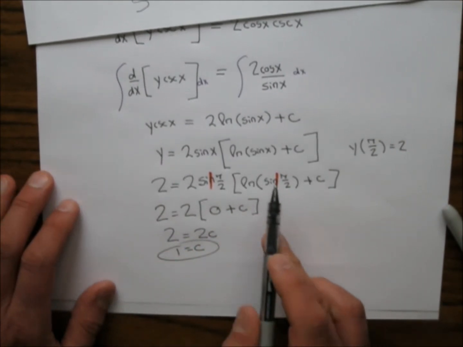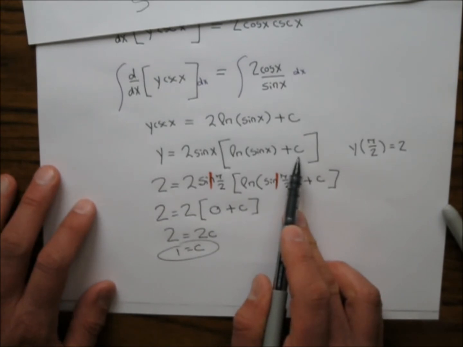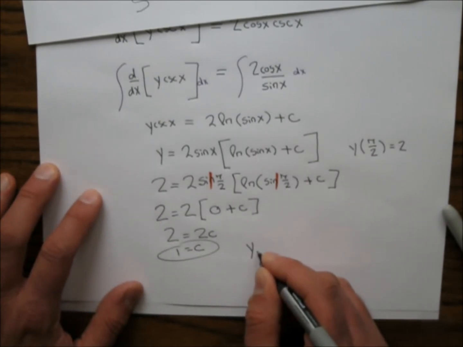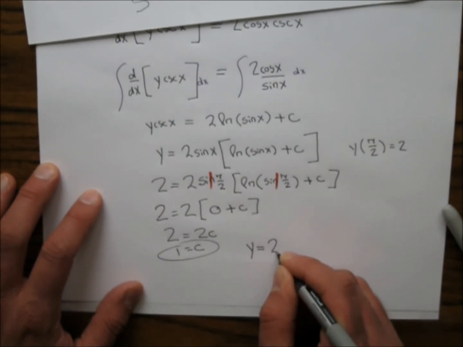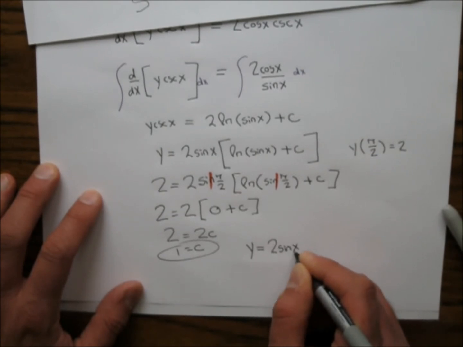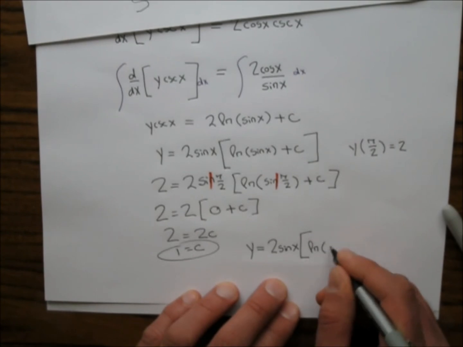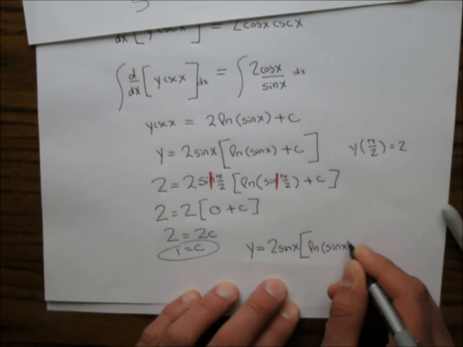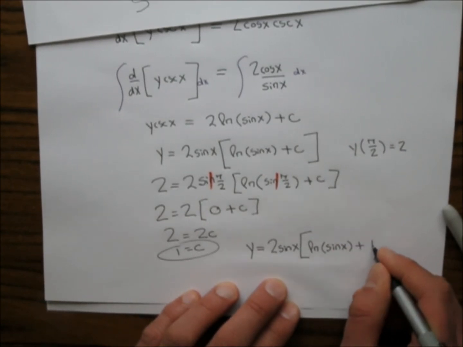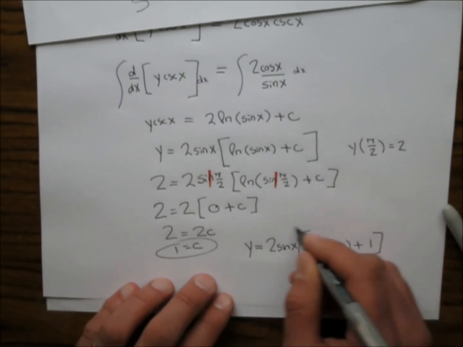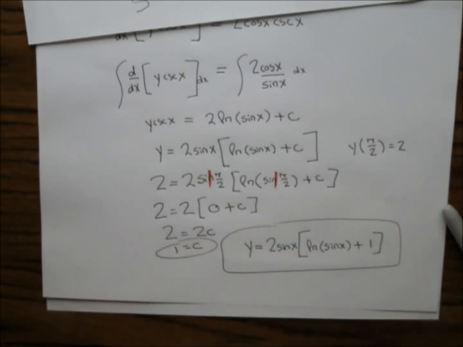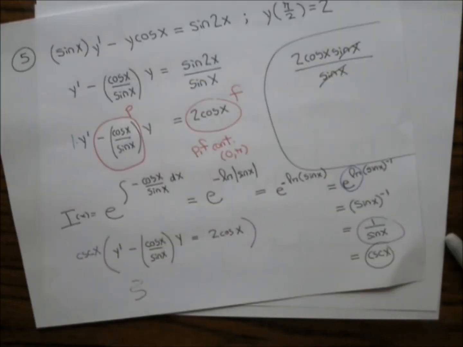So now we can go up to this equation, replace the c with a 1, and that will be our final answer. y equals 2 sine x times the ln sine x plus 1. And that gives us the answer to this bonus problem number 5, which I wasn't going to do. I'll see you next time.